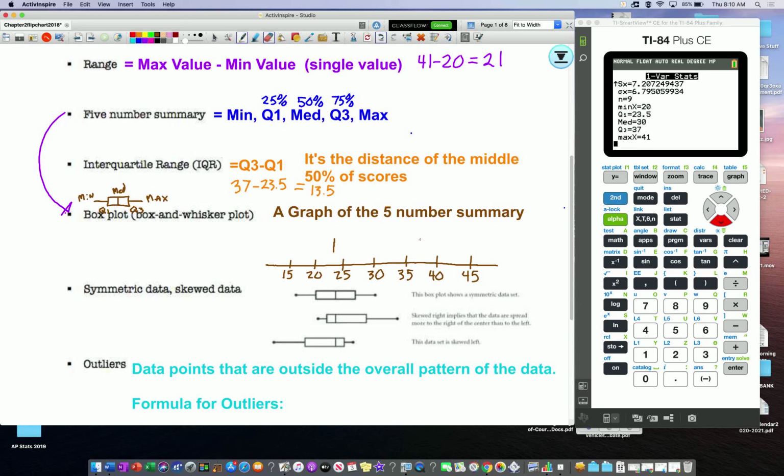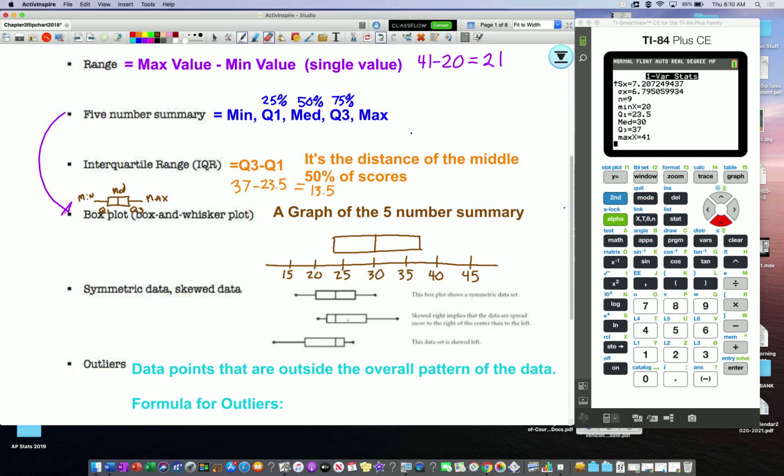Q3 was at 37. Draw a little side of a box. So now I draw the whole box. Now the median is at 30. So right here at 30, put a line. Now just know that the median doesn't always divide the box in half. This one didn't quite. It was close, but not quite in half.